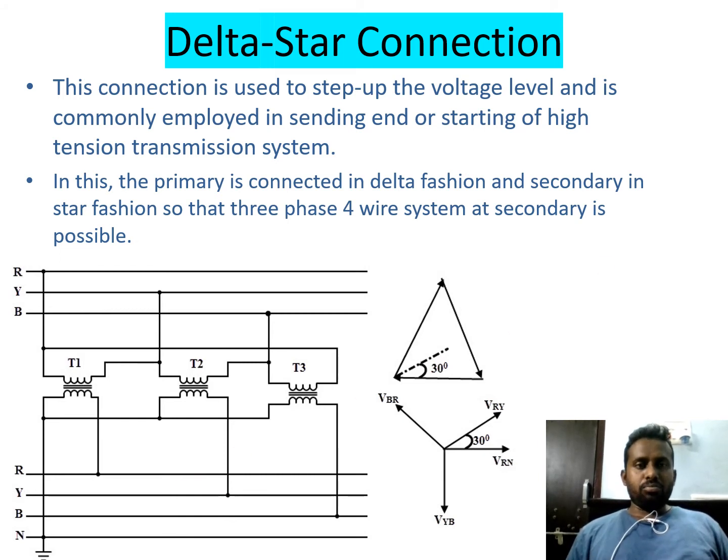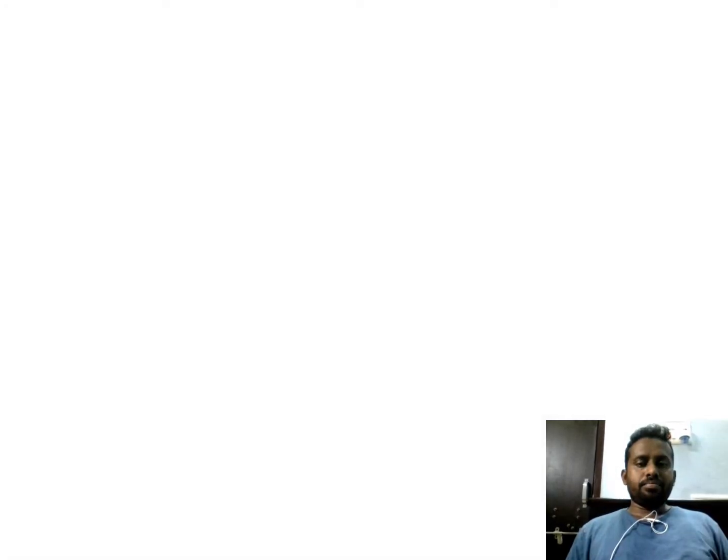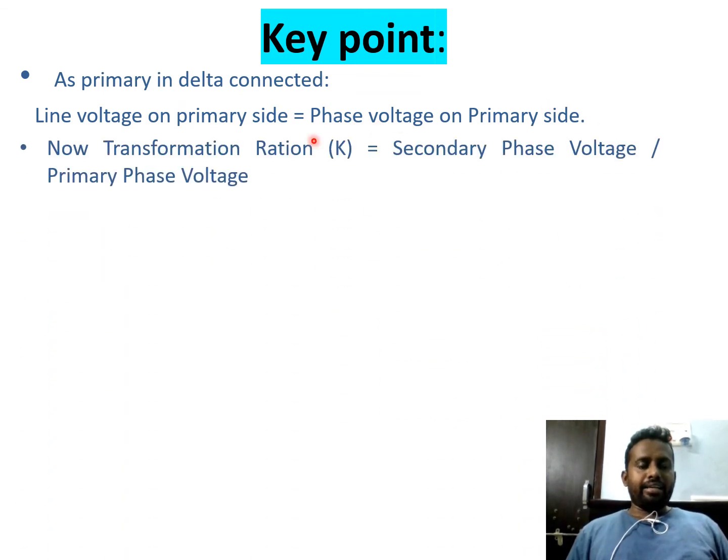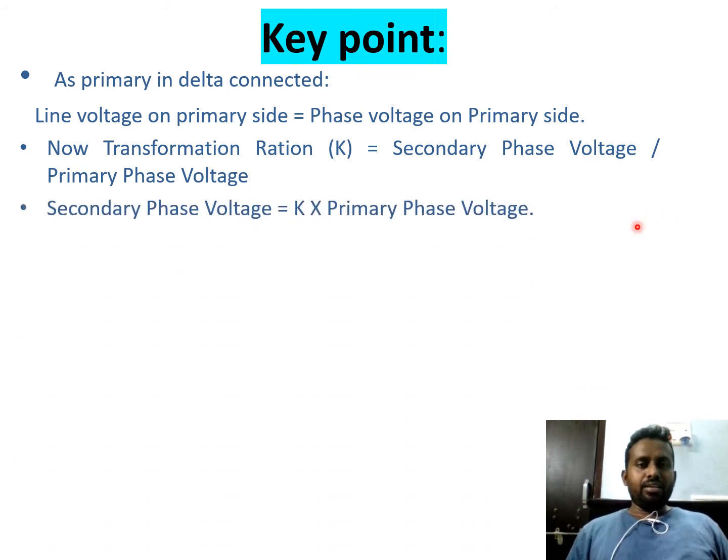As in the case of star delta, the key points will be the same, but in reverse. As the primary is connected in delta, line voltage is equal to phase voltage. So primary line voltage is equal to primary phase voltage, and transformation ratio K is equal to secondary phase voltage by primary phase voltage, V2 by V1. So secondary phase voltage is equal to K times primary phase voltage. From this equation you can write secondary V2 is equal to K into V1.